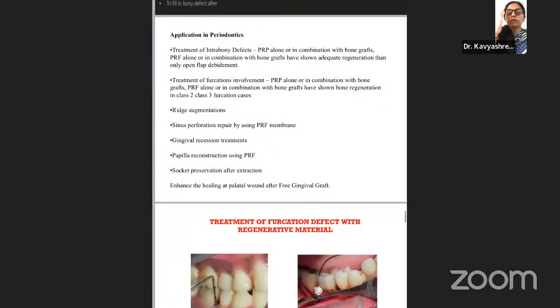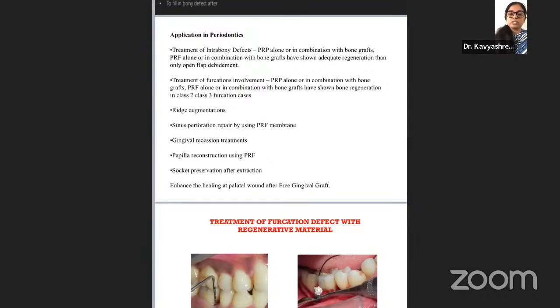The uses of PRF are mainly in the treatment of infrabony defects. See, for example, suprabony defects are very easy to treat. In an infrabony defect, there will be loss of too much bone, so we have to regenerate the area. For that, there are various studies and various materials which have been used, but the usage of PRF along with those materials has shown proven and better results in the various studies. Then it can be used in furcation involvement. I'll be showing one case which we have done in our department in the furcation area, and a beautiful result has come. And in ridge augmentation, sinus perforation repair, and gingival recession cases, we can use PRF.